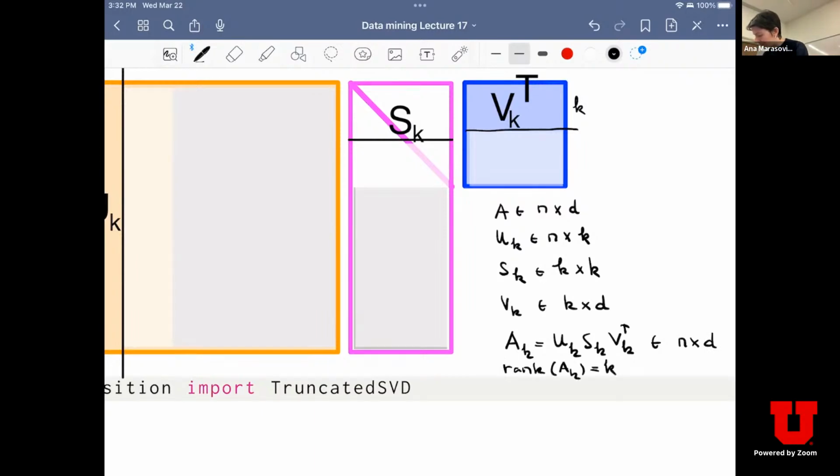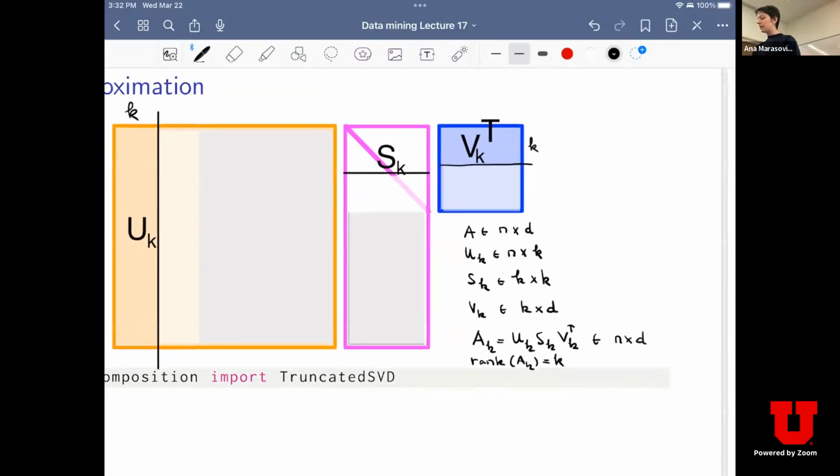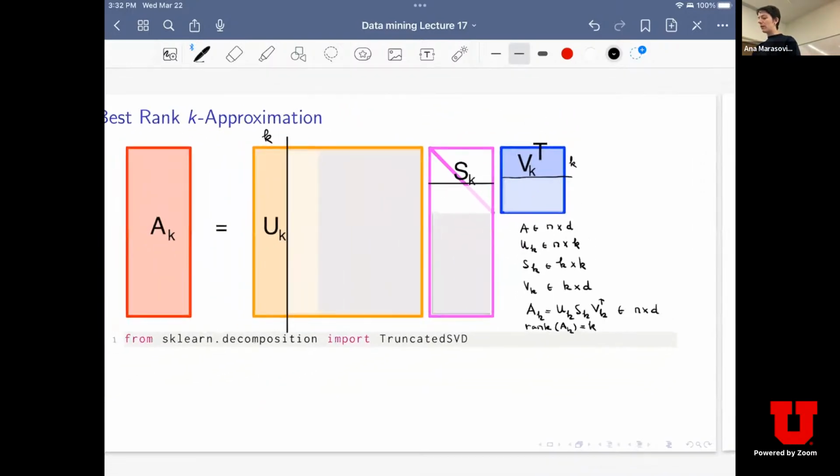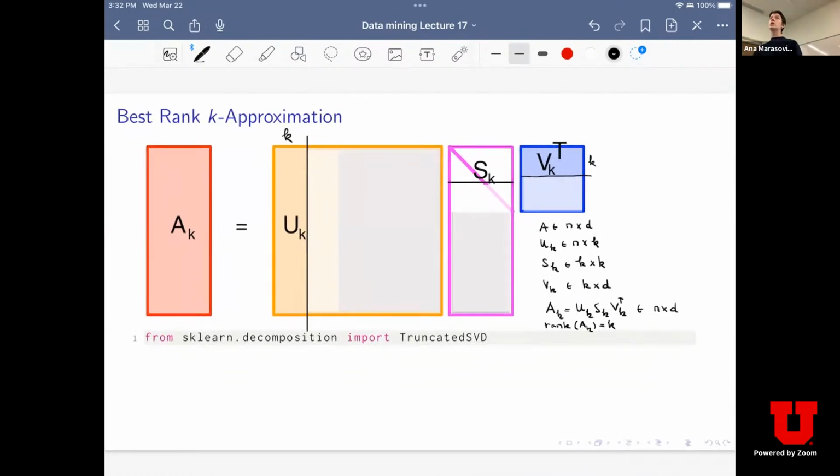So basically what is happening here is the same thing that happened when we did PCA. We are finding the most important directions, and we are projecting our data onto those directions. So when we get this matrix A_k, we have used only the first k vectors in our matrix U and only the first k right singular vectors. And that's how we have made use of only the first k important directions.